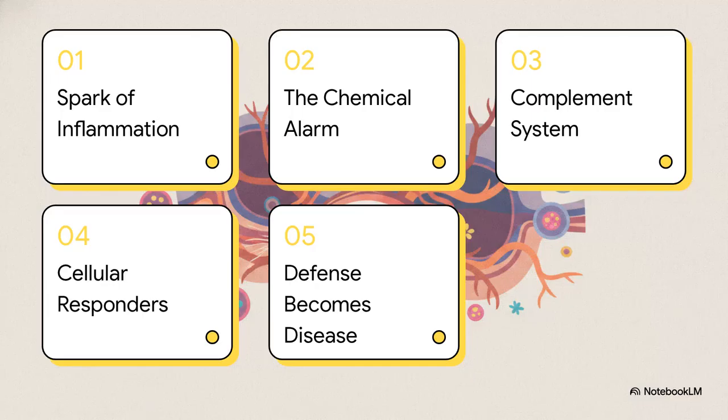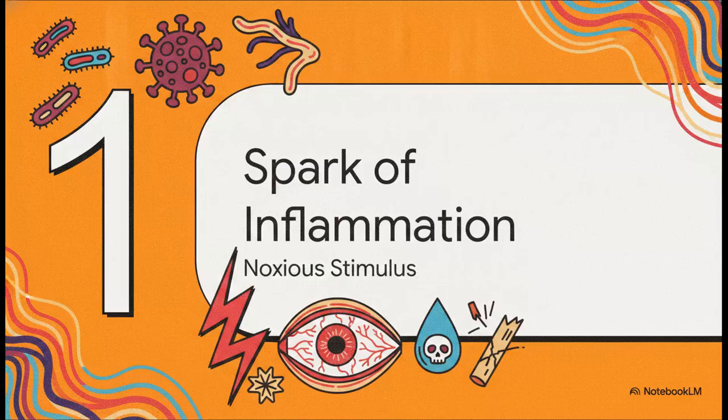So, here's our roadmap for today. We're going to start with the initial spark of inflammation, move right into sounding the chemical alarms, explore the ancient complement system, track our cellular first responders, and finally look at what happens when this incredible defense actually becomes a disease.